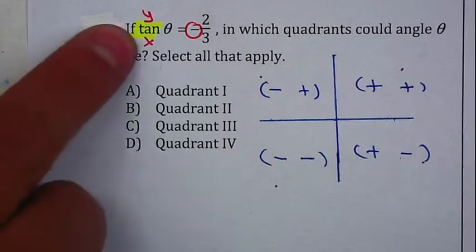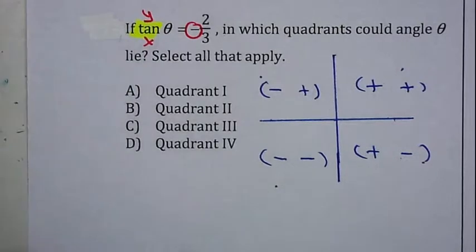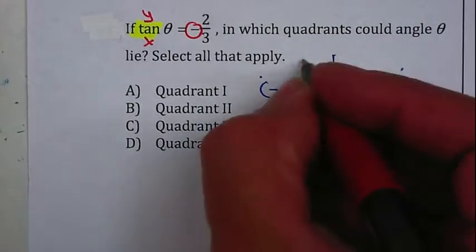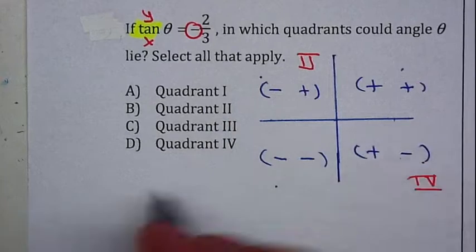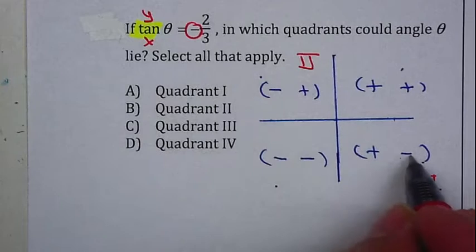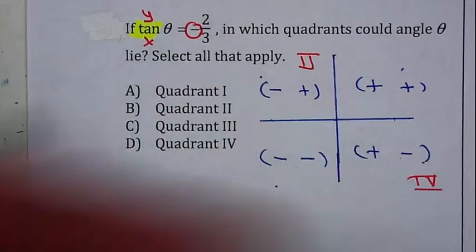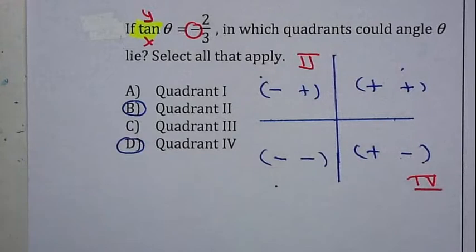So therefore, in order for the tangent to be negative, your y and your x should have different signs. So your angle can be on quadrant number 2 and quadrant number 4. Because whenever you divide a positive by a negative, it gives you a negative, or a negative divided by a positive gives you also negative. Your answers are B and D.